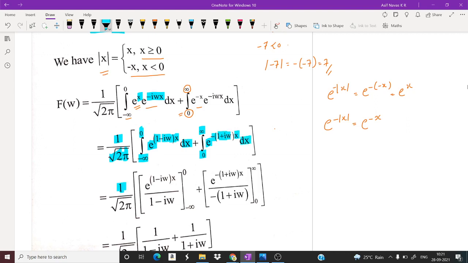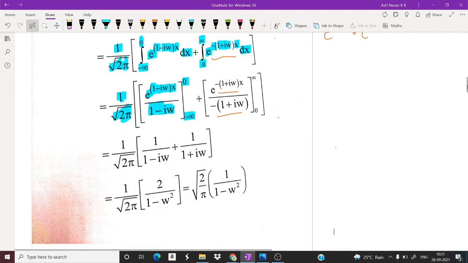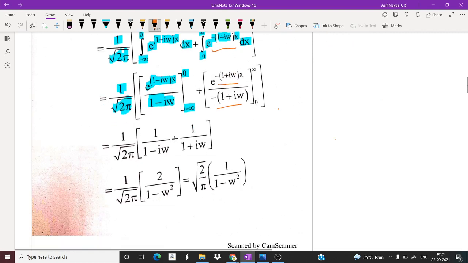So now we are integrating: 1 by root 2 pi, e raised to (1 minus i omega) x divided by (1 minus i omega), integral minus infinity to 0. Then again this integral is e raised to minus of (1 plus i omega) x divided by minus of (1 plus i omega). Okay. Now we will apply the limit and tell me what is.